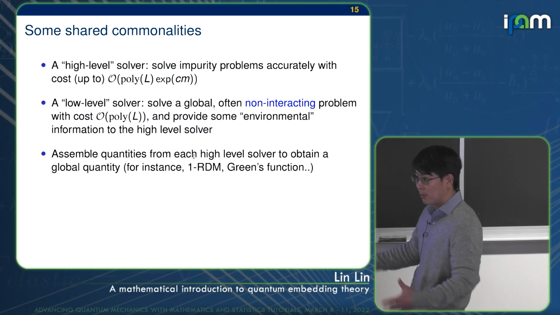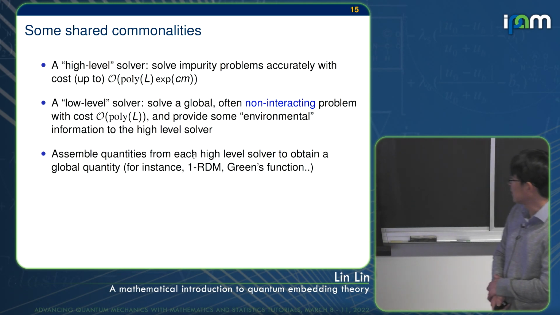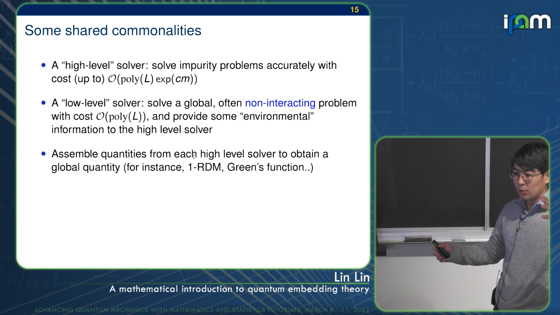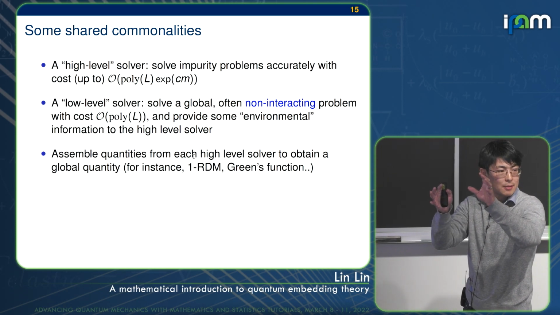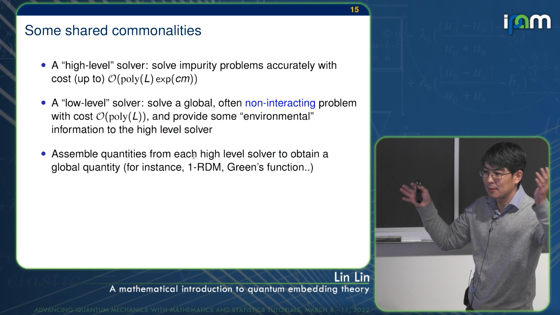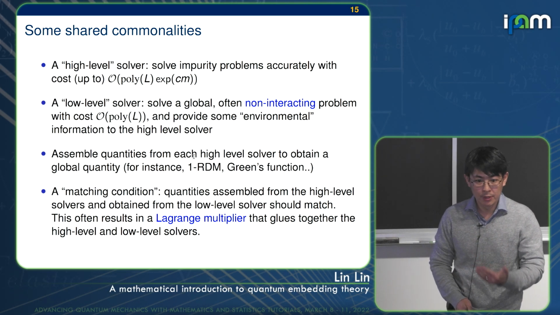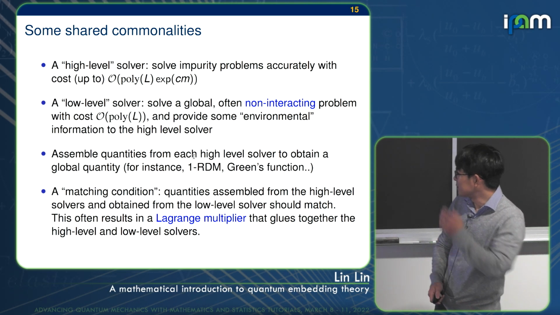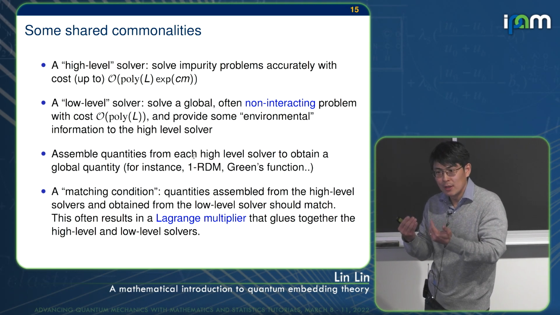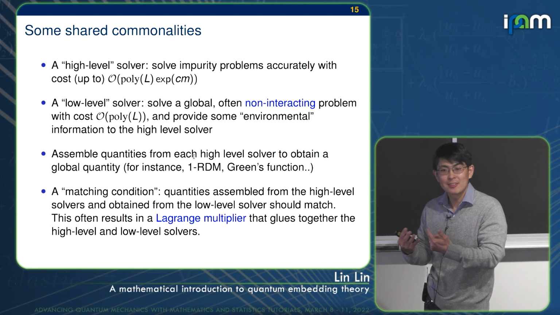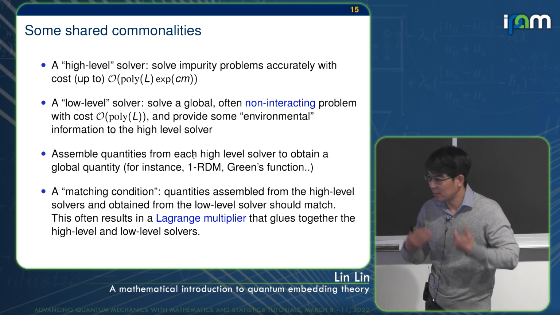So then you assemble the quantities from the high-level solver, like you assemble all the self-energies we just heard from the previous talk, to obtain a global quantity. You usually don't have the entire information of the global quantity because you just have access to some impurity, some diagonal blocks of the global quantity. Then, in order to do it self-consistently, there is a part called a matching condition, which means that these high-level quantities or solvers must extract something useful from the low-level garbage so that the high-level things will become more accurate and take into account the information from the environment.